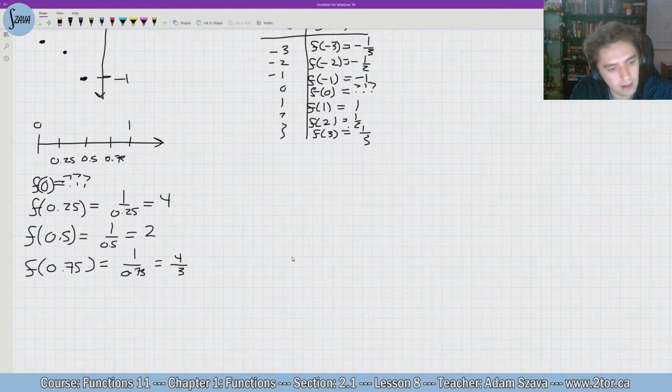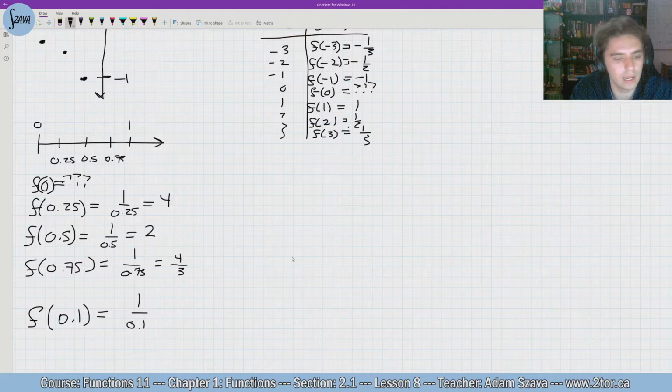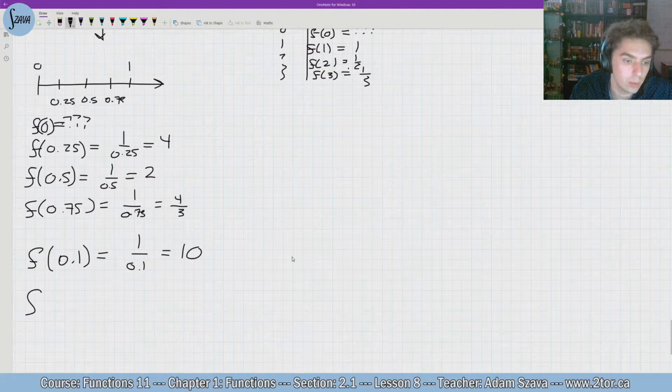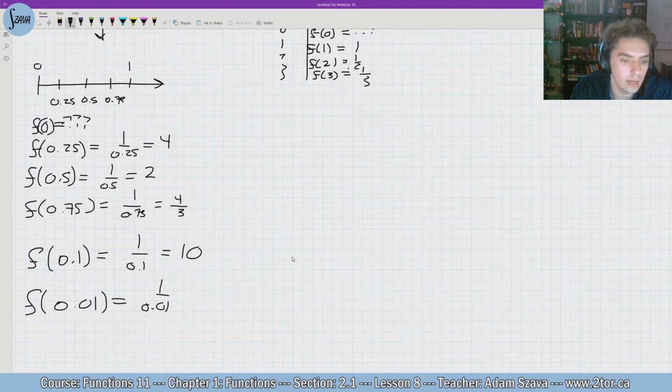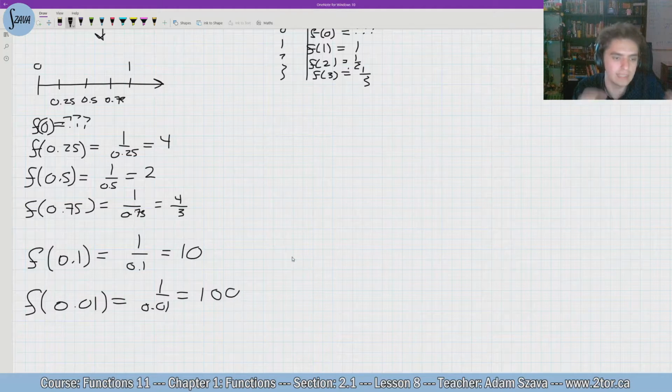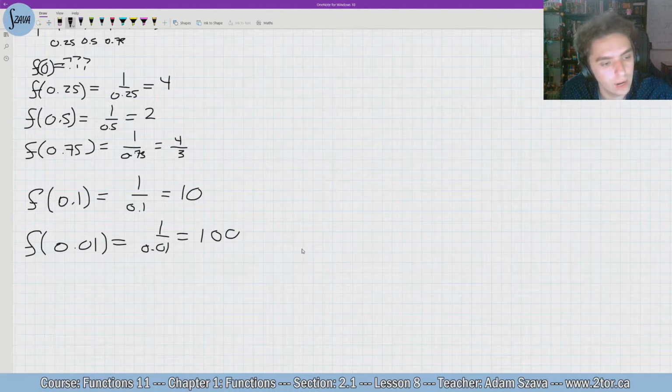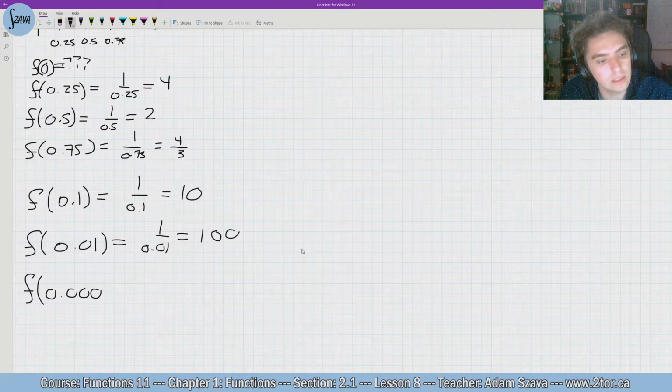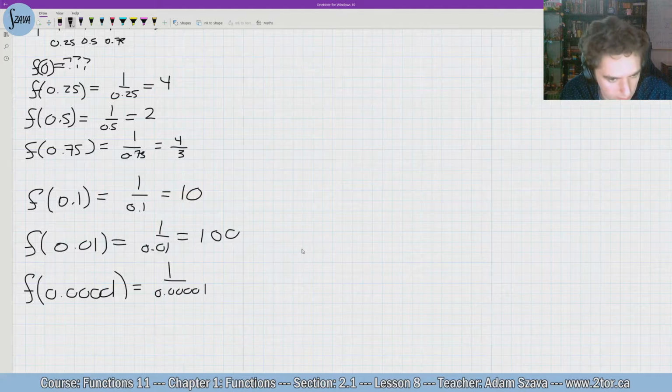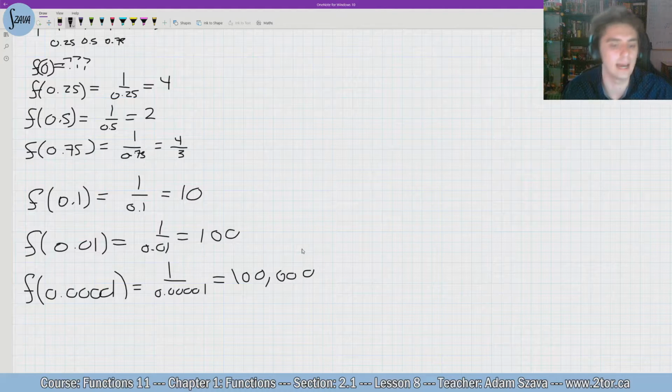What about f of 0.1? That would be 1 over 0.1, that's 10. What about f of 0.01? That's 1 over 0.01, that's 100. So as the input gets closer and closer to 0, our output is shooting up really, really far. F of 0.00001 would be 1 over 0.00001. That's tens, hundreds, thousands, 10,000, 100,000. So that would be 100,000.